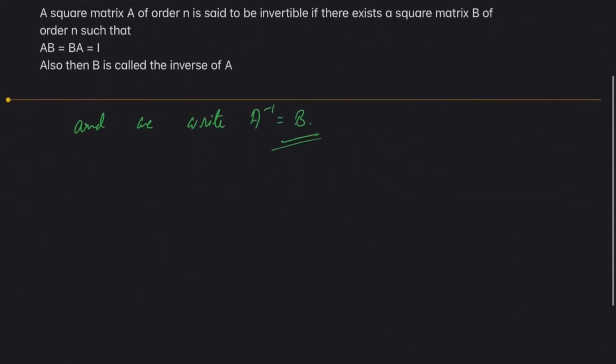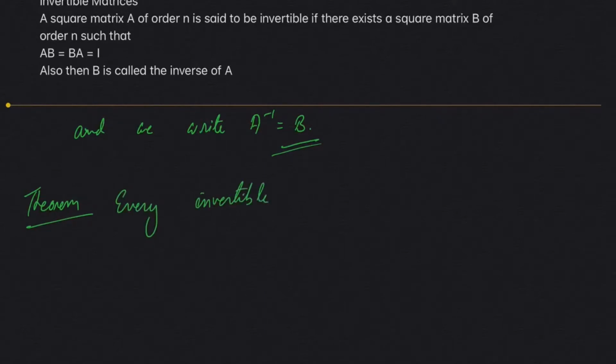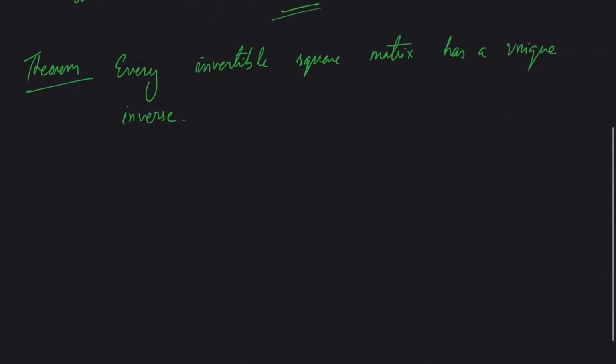Now how do we proceed to solve this? But before that, there is one theorem: every invertible square matrix has a unique inverse, the uniqueness of inverse theorem.